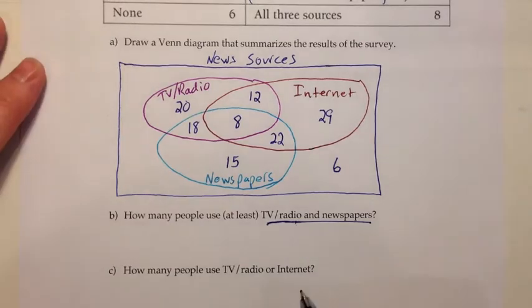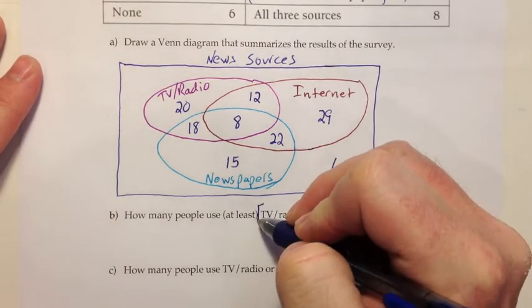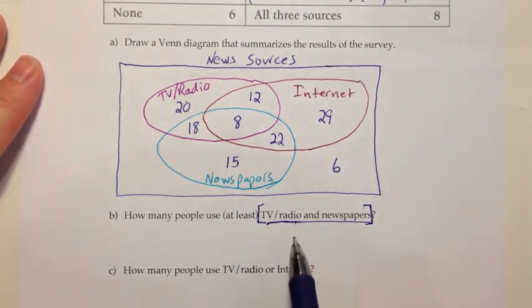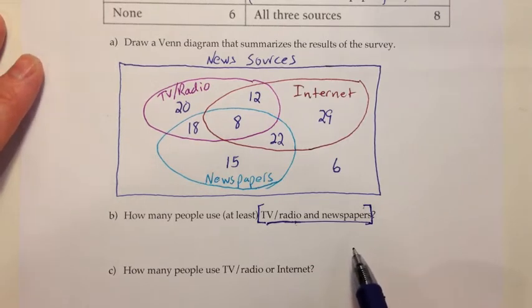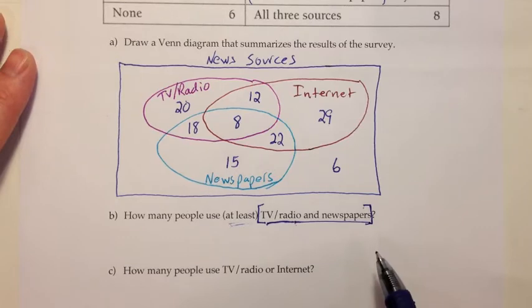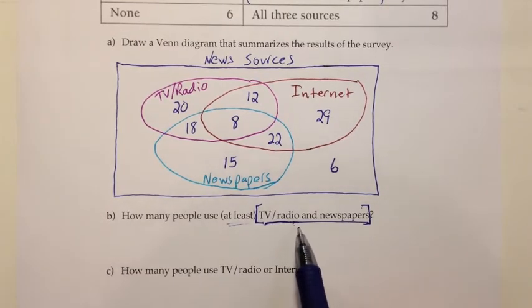And again, this is a little tricky to read at first. When they say at least TV, radio, and newspapers, they're saying that if we ask them the question, do you use TV, radio, and newspapers? They would say, yes, I use those things. And when it says at least, that says, hey, maybe they use the internet, maybe they don't. We didn't ask them about that. We asked, do you use these? And they said yes.